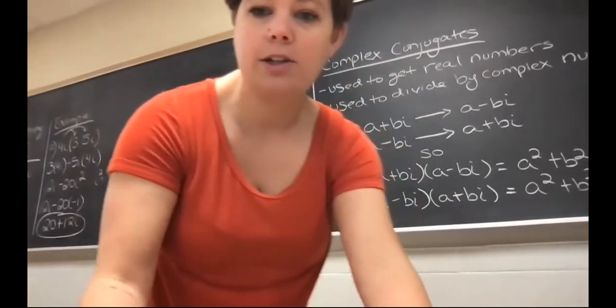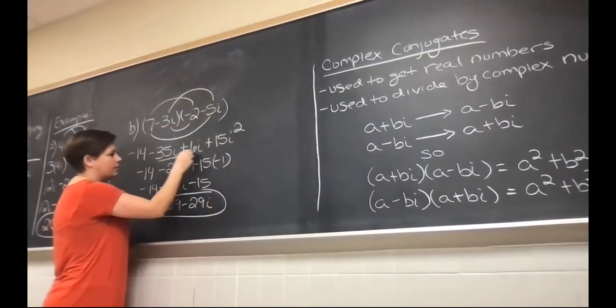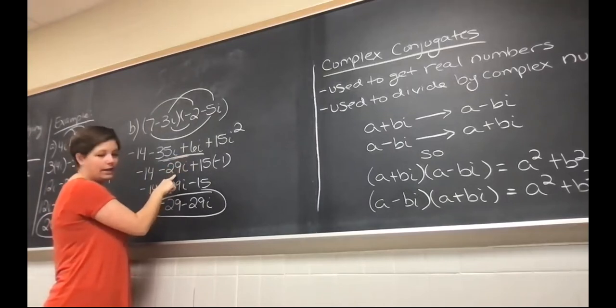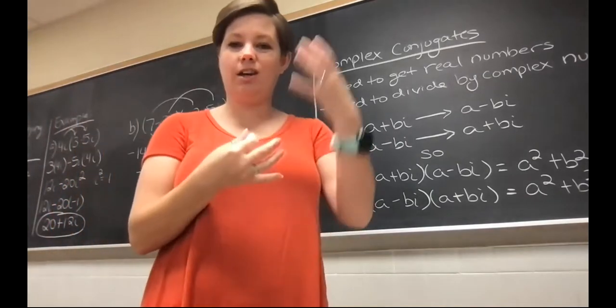Let me angle back over here to our problem. It was this middle term right here that had the i in it, that negative 29i. That's where our imaginary number was in that middle, the outer and the inner.